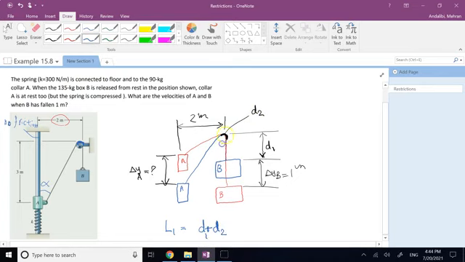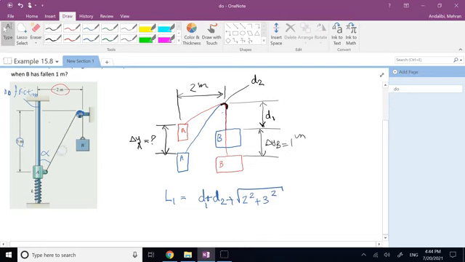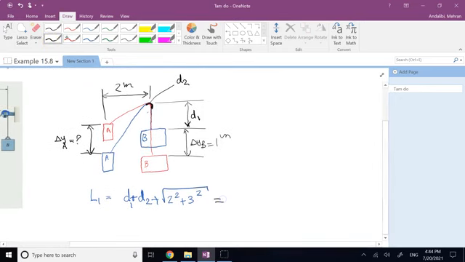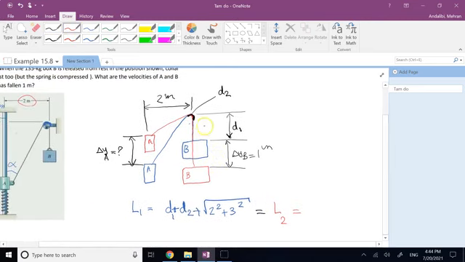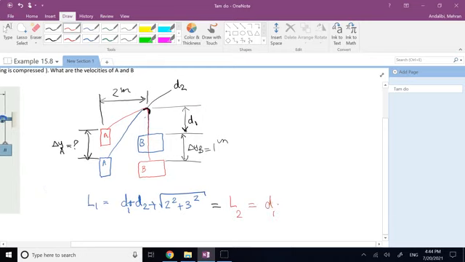right? And then this diagonal, which was a 2 meter and a 3 meter hypotenuse of that, so it is going to be the square root of 2 squared plus 3 squared. This is the length of the rope in situation 1. It is equal to the length of the rope in situation 2, which is how much? So in situation 2, the length of the rope on the right hand side is D1 plus delta Y of B plus the constant D2.